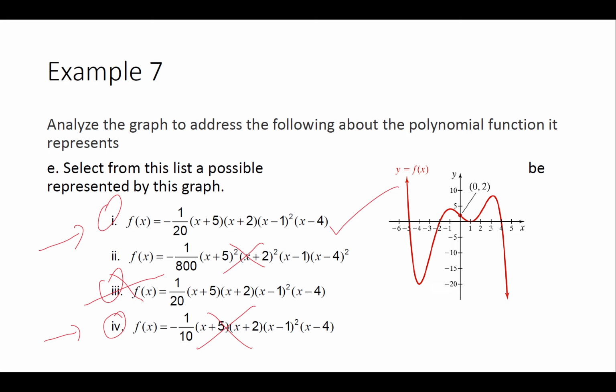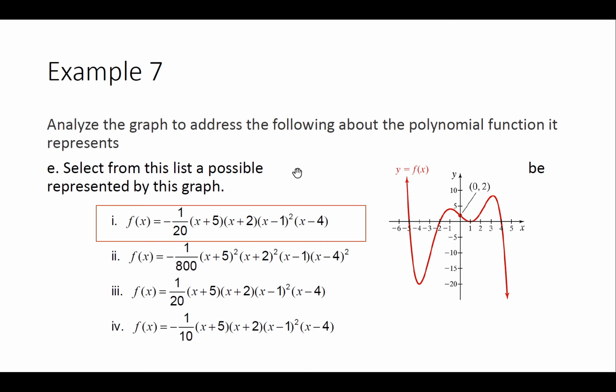So you cannot write down the exact function, but if you are given choices like this, you can find out which one is the right option for that particular graph by using the zeros and their multiplicity, then the end behavior, and then the y-intercept. So this is the right option.